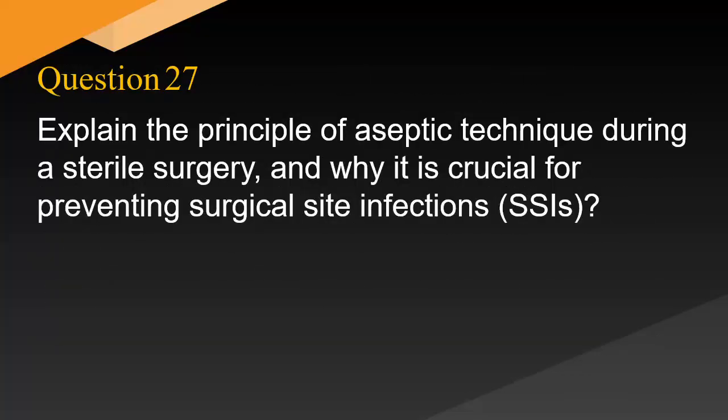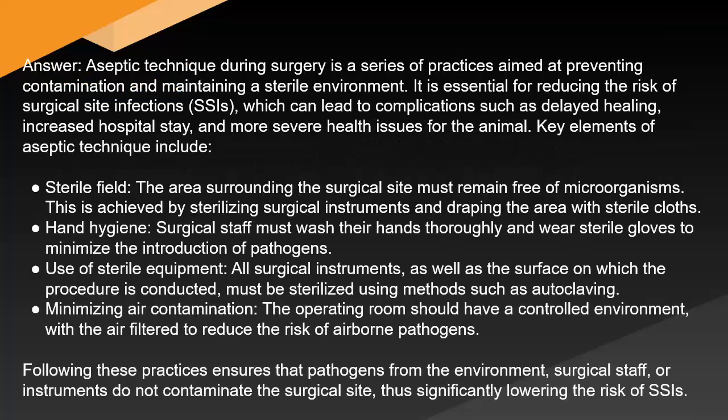Explain the principle of aseptic technique during a sterile surgery and why it is crucial for preventing surgical site infections. Answer. Aseptic technique during surgery is a series of practices aimed at preventing contamination and maintaining a sterile environment. It is essential for reducing the risk of surgical site infections, which can lead to complications such as delayed healing, increased hospital stay, and more severe health issues for the animal.